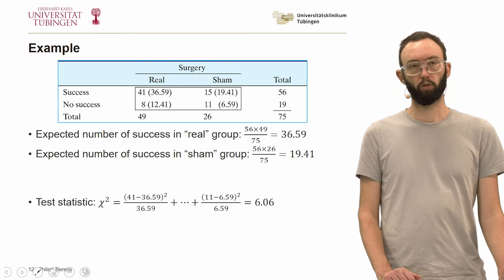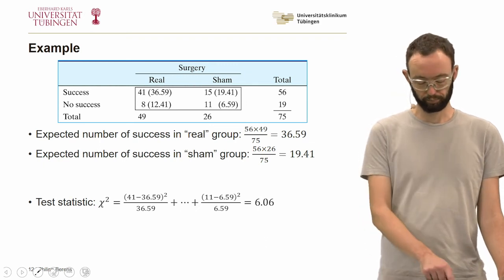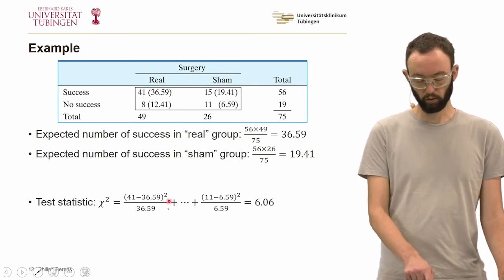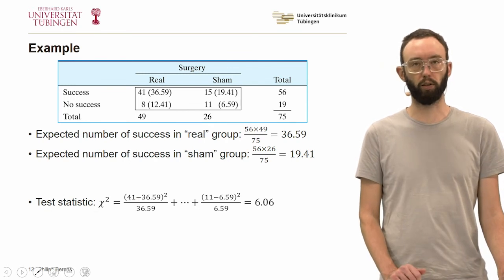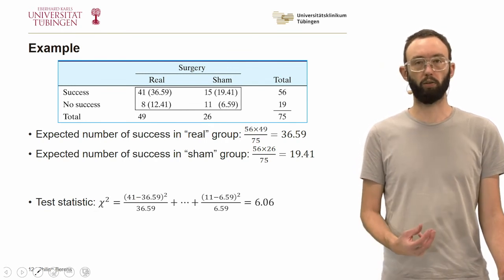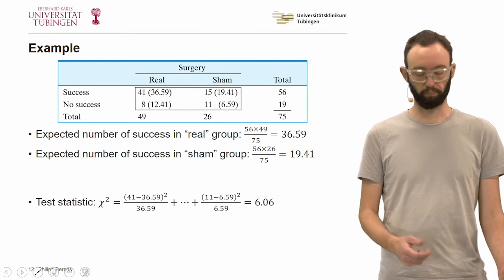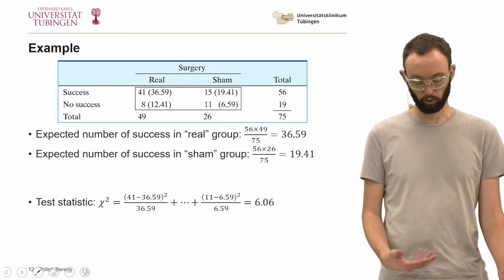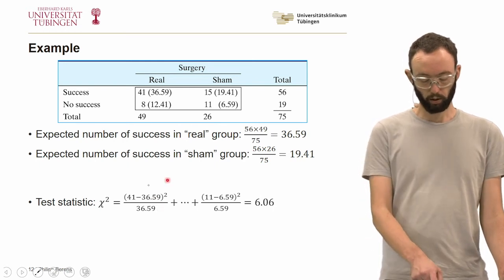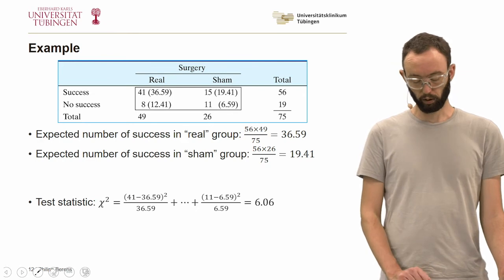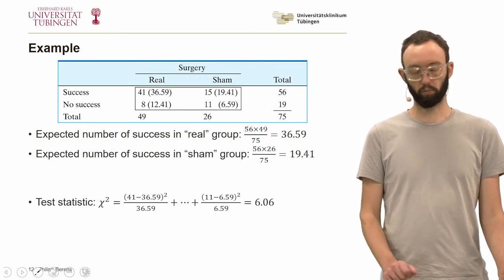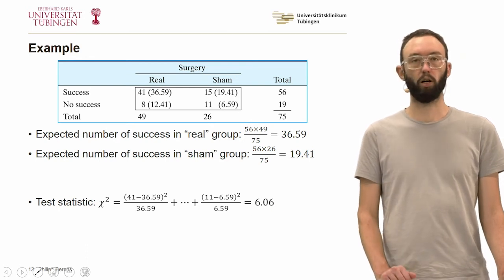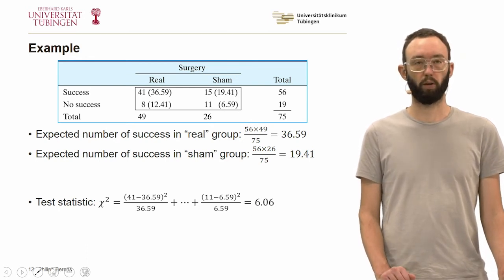Then, to compute our test statistic, we simply take these counts, and as I said on the last slide already, it's important that these really are counts. They are not frequencies. We take the difference between the real and the expected count if the null hypothesis was true, square it, divide by the expected count, and then sum these values up. And in this case, this would result in a test statistic of 6.06.